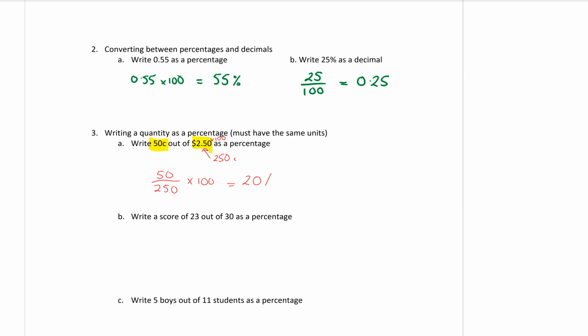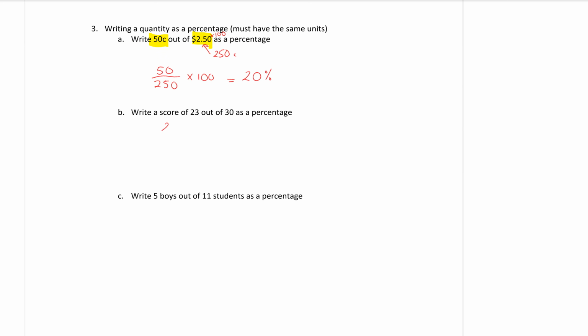Let's try that again. Part B. Here it is, a score. You get a score of 23 out of 30, and we want to make it a percentage. Are the units the same? They don't really have any meters or anything on them, so yes, they're the same. We're going to put the 23 on the top and the 30 on the bottom. We're making it a fraction. That's how you write your score on the top of your test or your quiz, whatever it would be. And how do I make that a percentage? Times by 100. If I have a fraction, to make it a percentage, we multiply by 100 and type that into your calculator.